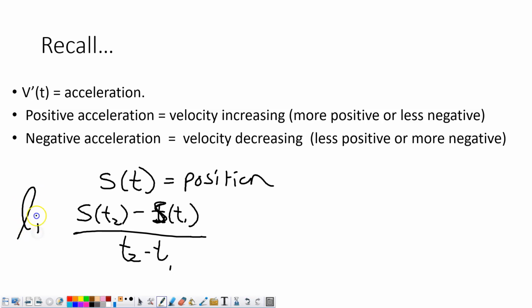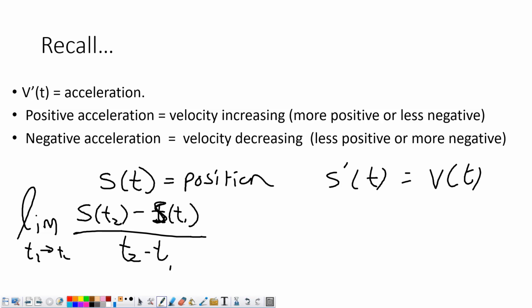And if you take the limit of this as t1 approaches t2, in other words, you're finding a point in time at which it's at one single point, you get the derivative. And so the derivative of s is the velocity function v of t. Okay? So velocity is the derivative of position.